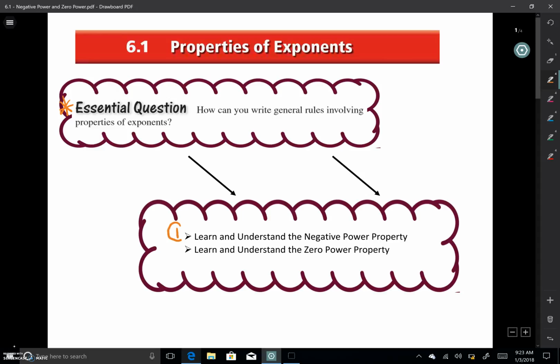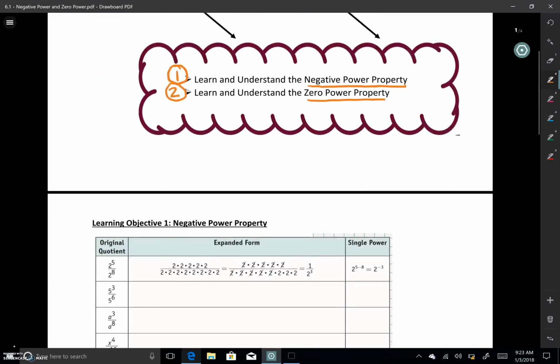Our first learning objective here is to learn and understand the negative power property. Our second learning objective is to learn and understand the zero power property. So we're just adding two more properties onto the two properties that we learned from the last video. Please make sure that you are keeping the properties from the past in mind, because at the end they're all going to work together. So don't just fly by them. Rewatch the videos if you have to. Pause it, take it slow, do what you gotta do.